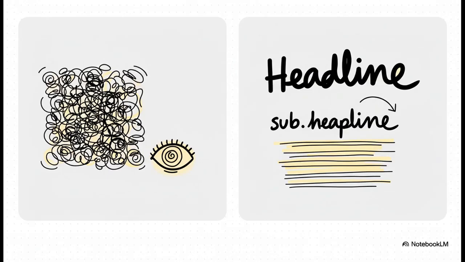Pillar number 3 is typography. Now, this is about way more than just picking a cool-looking font. It's about creating a clear visual hierarchy. You see, when you randomly mix font sizes and weights and styles, the user has to constantly figure out what's important on the screen. A consistent system, though, guides their attention effortlessly.